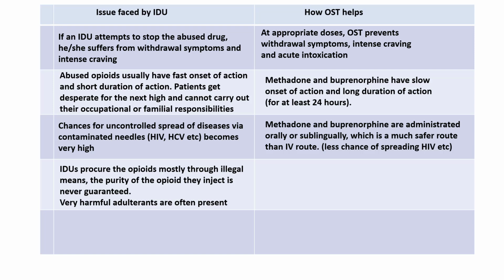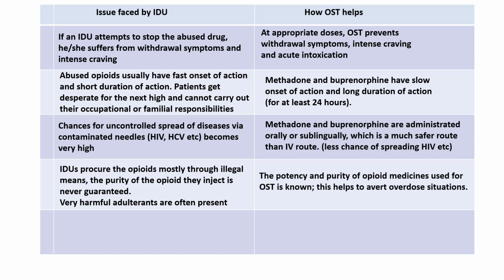Another important issue is that IDUs procure their opioids through illegal means, and the purity of the opioid that they inject is never guaranteed. Often, very harmful adulterants are added into the opioid that they abuse. On the other hand, OST provides the drug in a manner in which the potency and purity of the drug is guaranteed, and this helps to avert overdose situations.